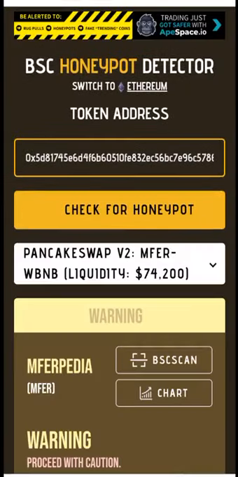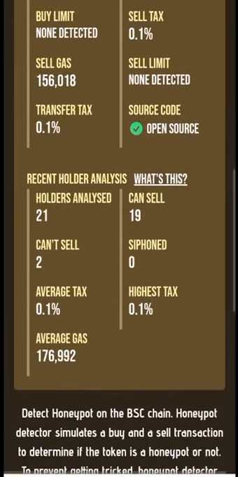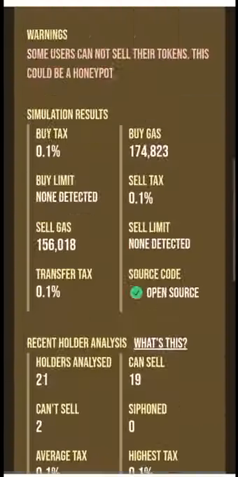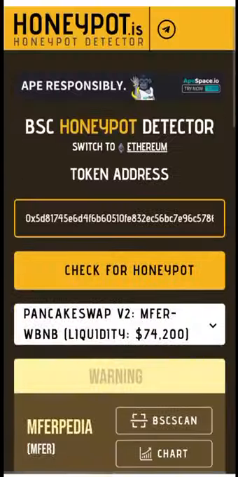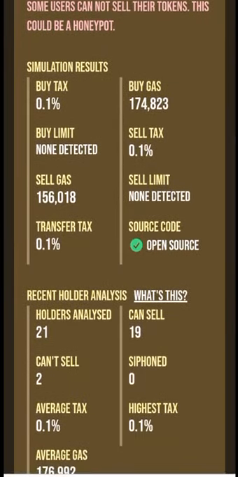The next one, let's look at honeypot.is. It shows that this token also... Honestly, I don't think it was able to scan this token now. It was unable to scan the token. Okay, yeah, it did. Look at it now.